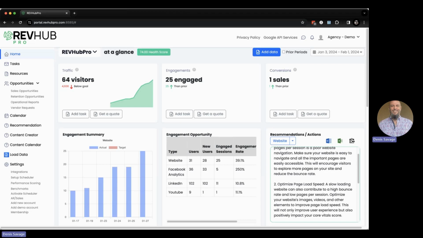We're confident RevHub Pro will increase revenue for your agency by turning one-time projects into recurring revenue, provide operational efficiencies by automating tasks, mitigate risk by proving the value your agency provides, and reduce cost through recommendations and content building calendaring.